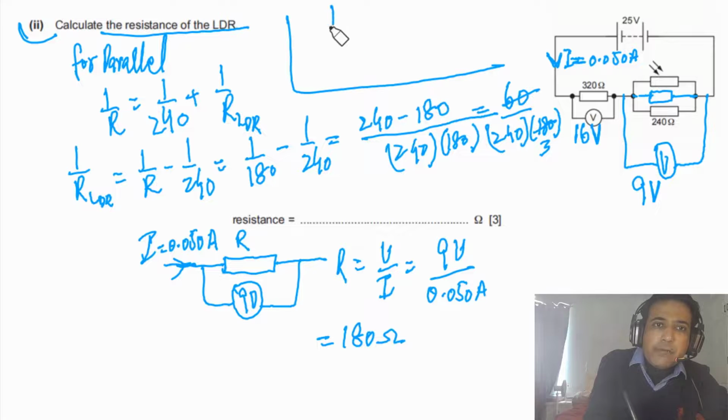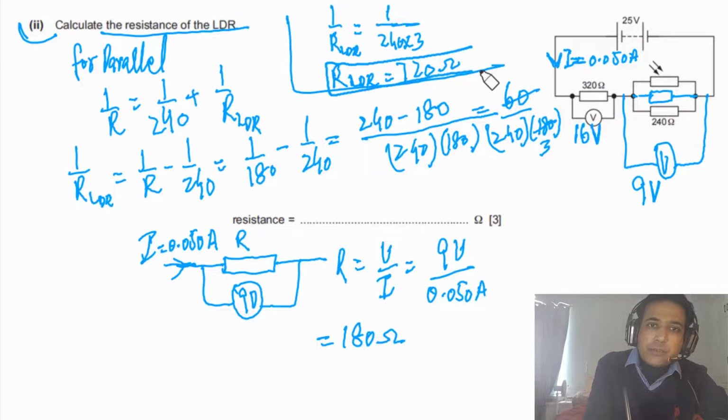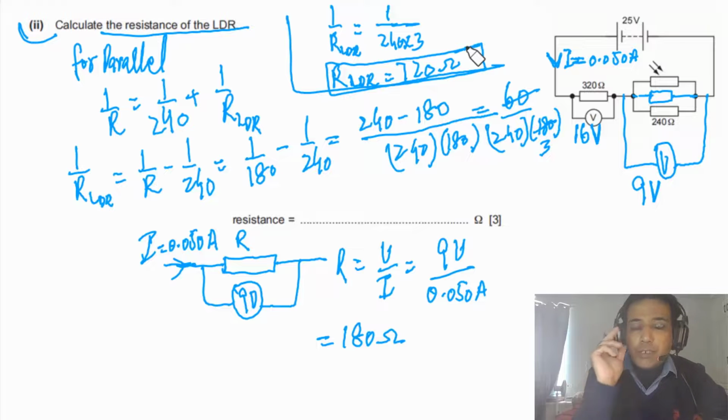So now simply we have 1 over the resistance of the LDR equal to 1 over 240 times 3. So it simply means that the resistance of the LDR is equal to 720 ohms. So this is how you can answer this question. Simple question, but conceptual question. If your basic concepts are not clear, maybe you will struggle with this question.